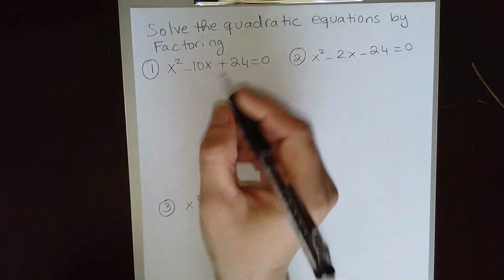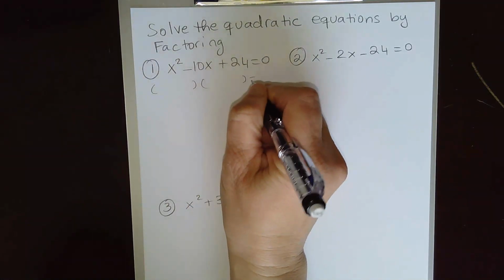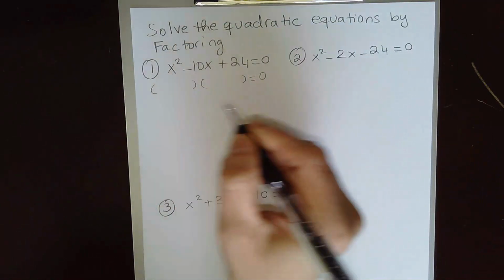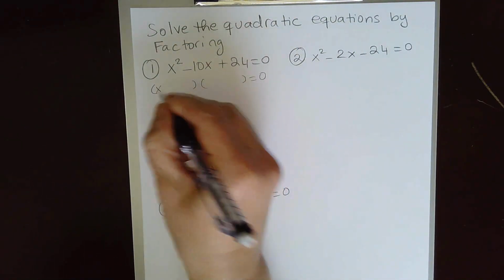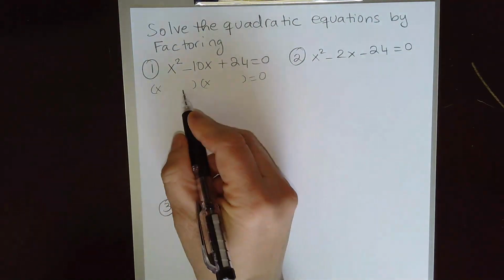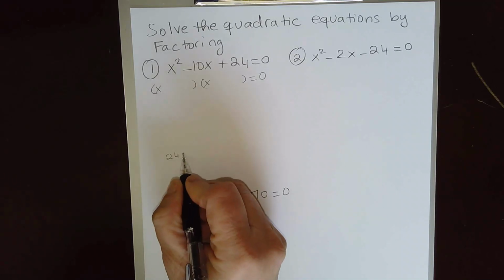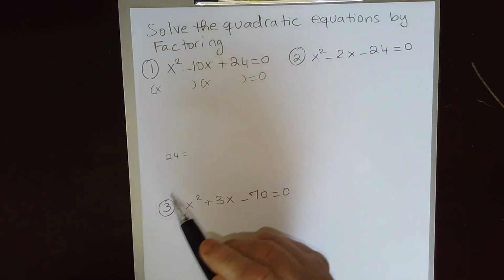So let's start with the first one here. Let's go ahead and factor the trinomial on the left side. We have x squared. That means we have to have x here and x here. 24. We have to find two numbers here whose product is 24 and whose sum is negative 10.